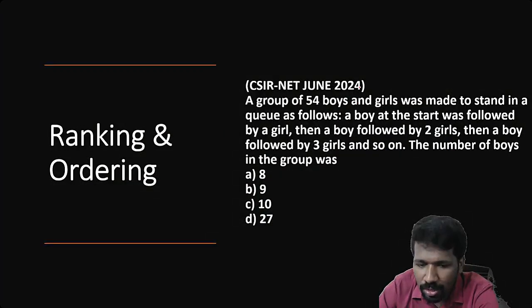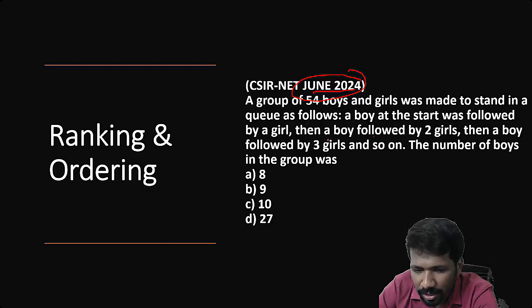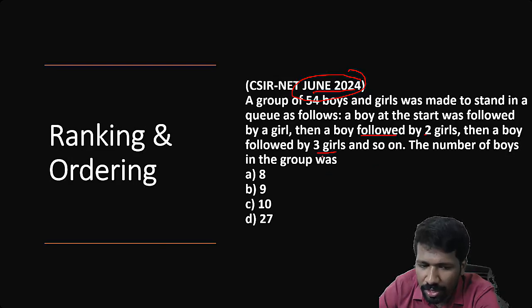In ranking and ordering, you have to arrange people according to their rank, that is one question. Second is the sequential ordering question: who is above whom, who is below whom, according to a particular criterion, maybe age, maybe seniority, etc. This June 2024 latest CSIR-NET problem was a ranking ordering question. The question says that a boy followed by 2 girls, then a boy followed by 3 girls, and so on. You have to find the total number of boys. So this is an example of ranking and ordering.